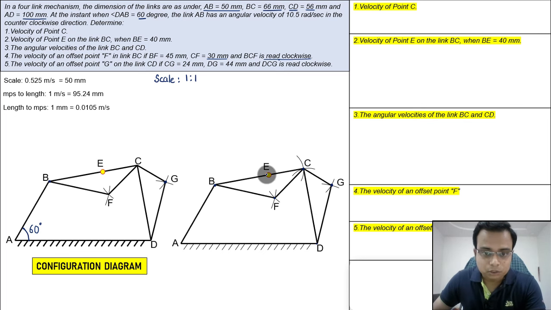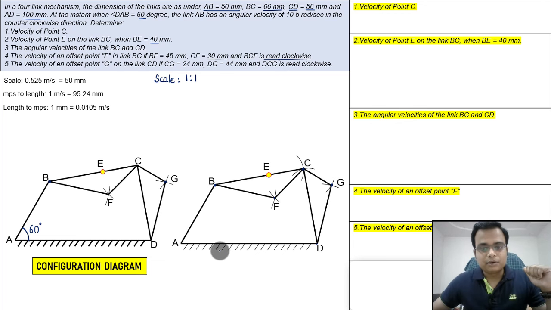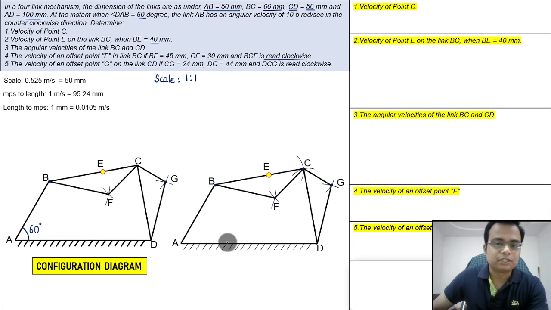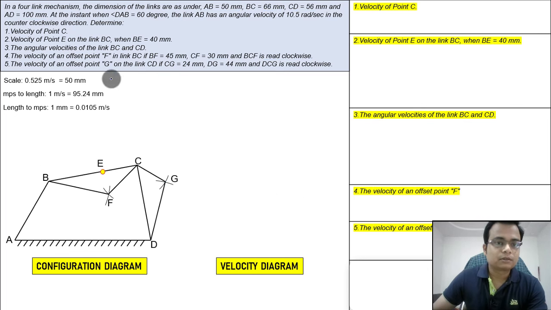Okay, there is a point E also, right? Where is this point E? Well, point E is at a distance of 40. So what you can do is, from this point B, keep your scale 40 millimeters away, place a point, and that point is point E. Well, we need to find this point E's velocity with respect to this grounded or fixed point. You can see a fixed link. Anyway, that is something we'll take up later, once the velocity diagram is over. Right now, let's go ahead.